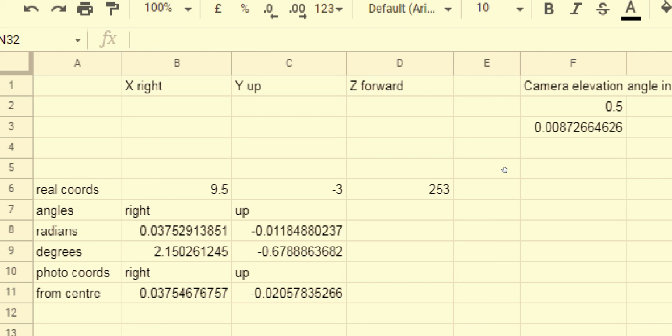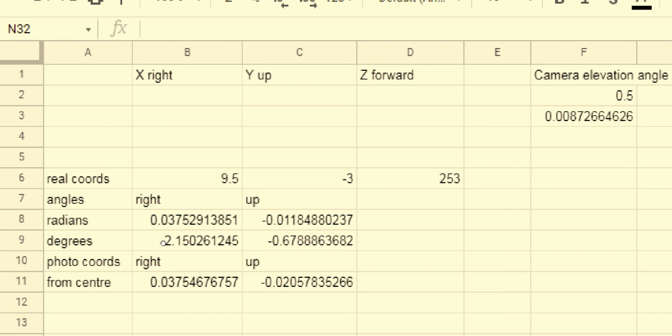This is a line of text, angles right up. It is just telling the user what the next lines refer to. In radians, this number here is the angle in radians, which has a tangent of this number down here. And I've just realised that these two numbers are wildly different and something may have gone horribly wrong. And then beneath you have degrees, so that if you want to plot the position in degrees, you have it here. 2.15 right, 0.679 down.